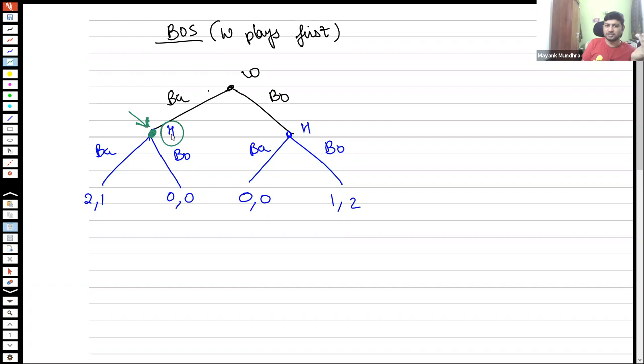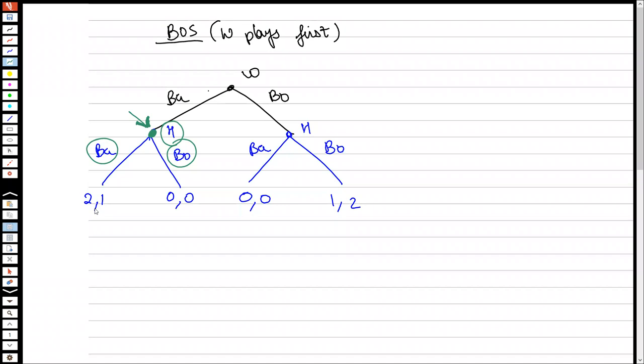Kanishka, please switch on your mic. Could you please repeat the question? If you were at this decision node in place of the husband, what should he do? Should he pick ballet or should he pick boxing? Ballet. Why? Because it gives one payoff. Very good. So he should pick ballet.